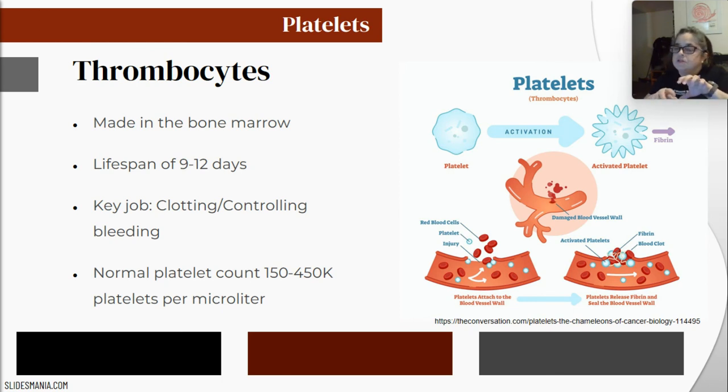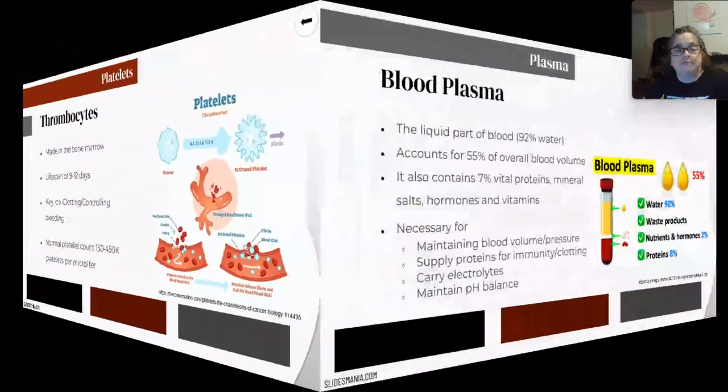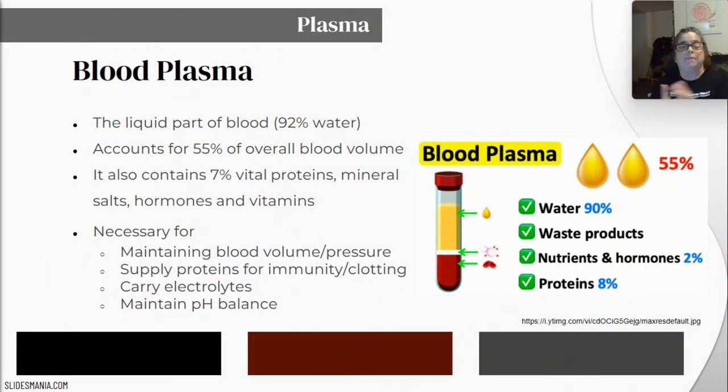And it seems that these sticky tentacles are part of the problem with hemophilia, a bleeding disease where the blood doesn't clot properly. And so someone who gets a cut or a bruise with hemophilia will just keep bleeding. Now, a normal platelet count is about 150 to 450,000 platelets per microliter. And it really does take a blood test to check where you are. So that is platelets.